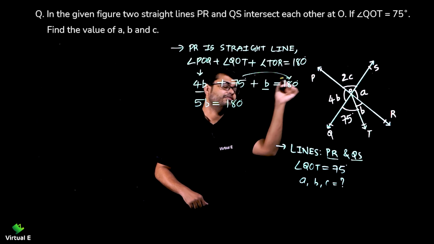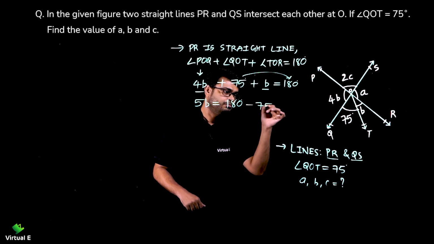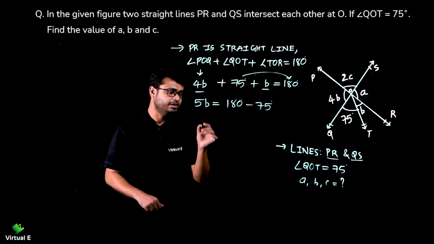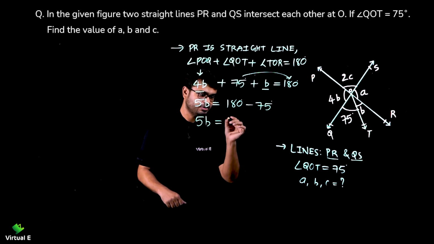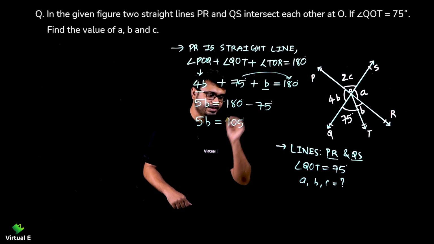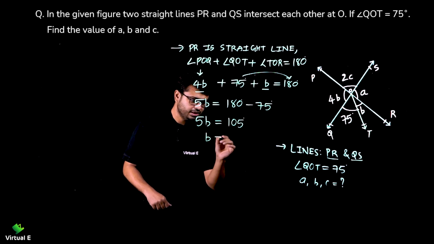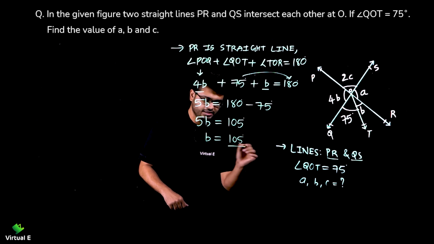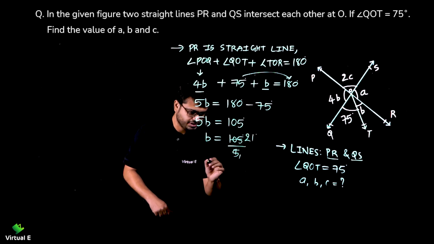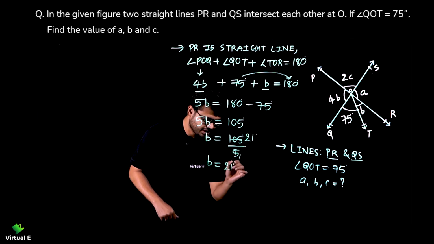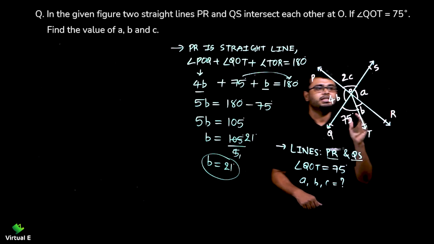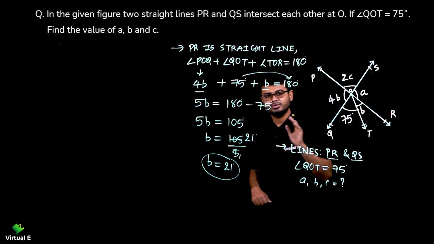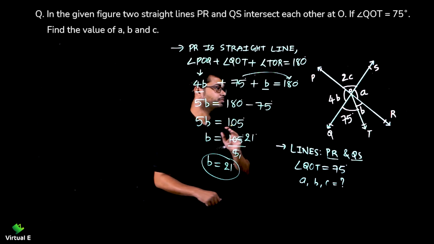Let's shift this 75 over here, so minus 75 degrees. So let's write here 5B is equal to, if you subtract, you are going to get 105 degrees. So B is equal to 105 divided by 5 over here. So 5 ones are 5, 5 twos are 10, and so on. So B is equal to what? 21 degrees. We get the value of B, that is 21 degrees. Very simple to do, right? So this was about it.